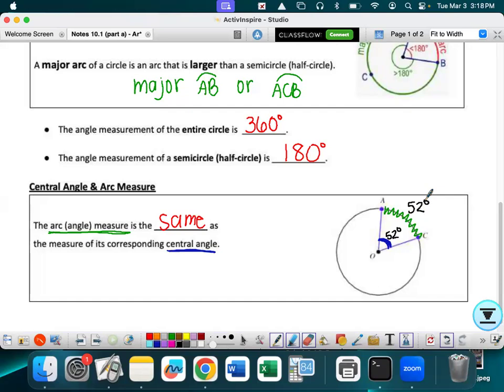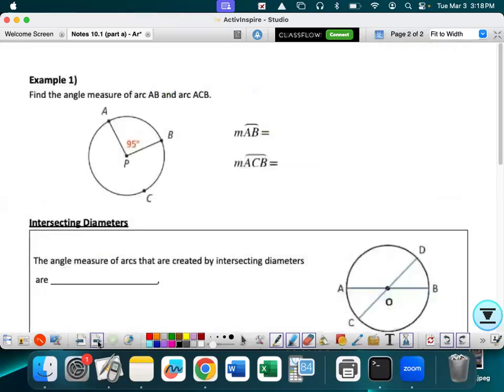So let's go ahead and move on to example 1. Example 1 says to find the angle measure of arc AB and arc ACB. So I don't see the words major or minor, so I need you to tell me when I say find the measure of arc AB, am I referring to the major arc or the minor arc? If you said minor, you're correct. If it does not specify, we are talking about the minor arc.